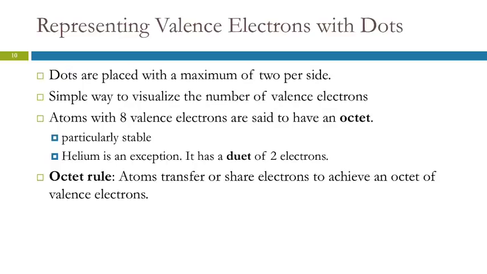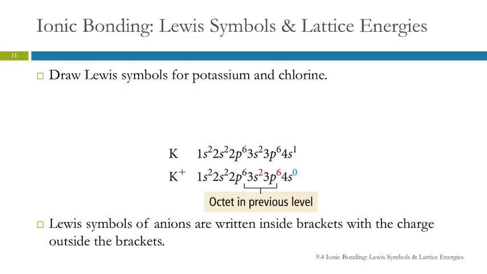So we'll see some exceptions to the octet rule, but in general, they're going to react to form compounds where they have 8 valence electrons. So let's stop this video.